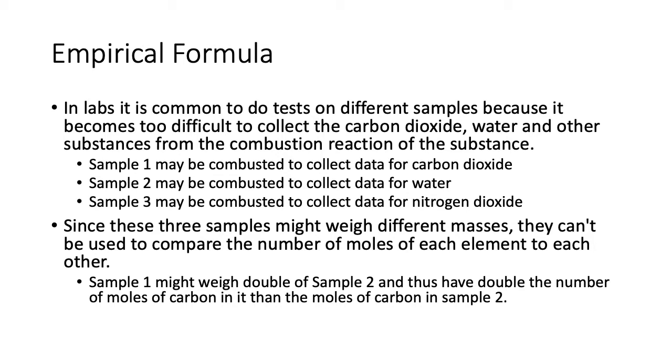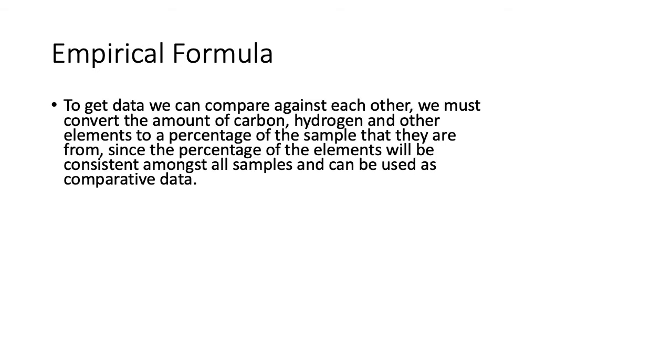But if you don't have the same sample, you can't really compare them, because sample 1 might weigh double of sample 2, and so therefore you're going to have double the amount of moles of that one element from sample 1, which would be the carbon, and only half the amount of moles of the hydrogen. Therefore that ratio will be off if you compare sample 1 and sample 2 without thinking about their total masses. So to get data we can compare against each other, we must convert the amount of carbon, hydrogen, and other elements into a percentage of the sample that they are from.